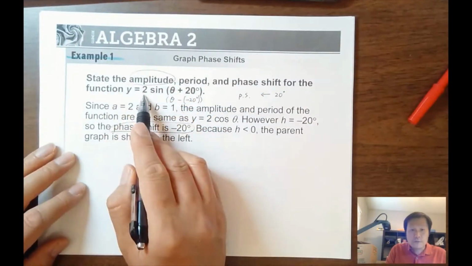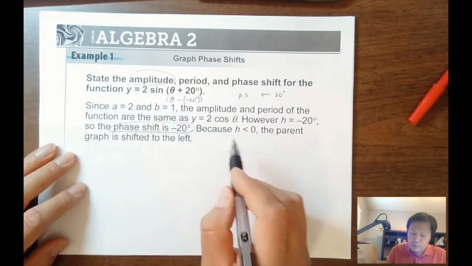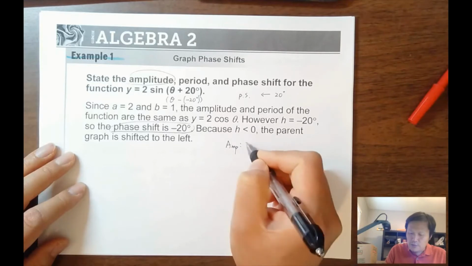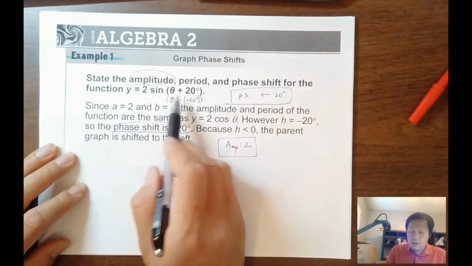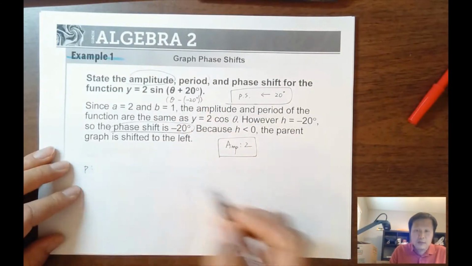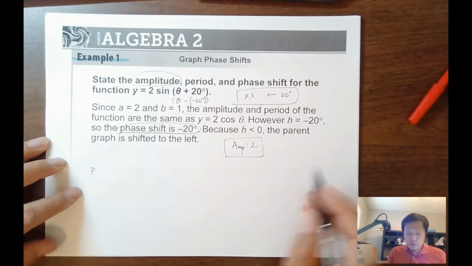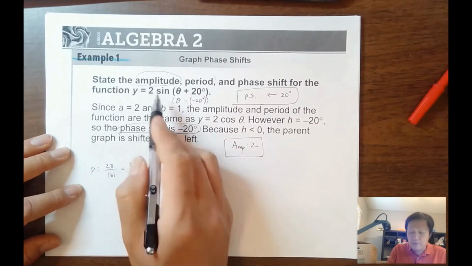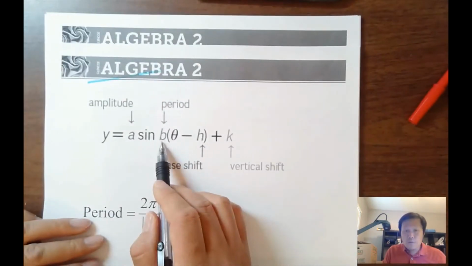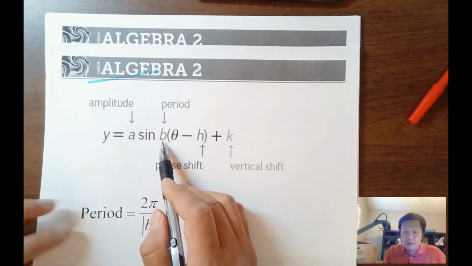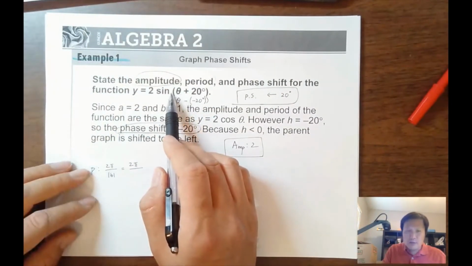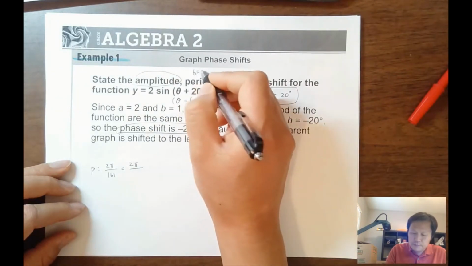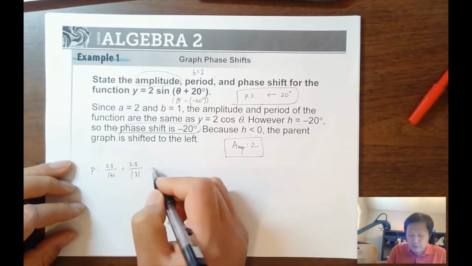Amplitude is the absolute value of a. The absolute value is 2, so the amplitude is 2. And the period is exactly the same as last lesson. The period is 2 pi over the absolute value of b. b is the coefficient of theta or x, the number right in front of theta or x. If you look at it, there's nothing there, meaning it's 1. b is equal to 1. So 2 pi over the absolute value of 1 is just 2 pi. 2 pi is the period. Yeah, that is done.